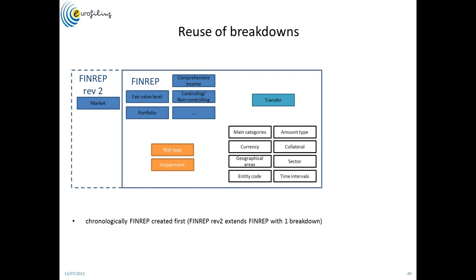So this is FINREP 1 version, and FINREP 2 actually only extends FINREP 1 with one breakdown, which is market. Everything else could be modeled using the same breakdowns. Of course, sometimes there will be different members in these breakdowns, but the same classifications will be used. So it should be easy to see the differences between these two models.